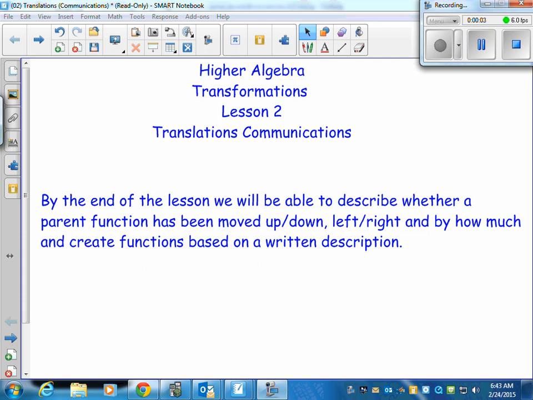Welcome to today's lesson about translations. The goal for this lesson is, by the end of the lesson, to be able to describe whether a parent function has been moved up, down, left, or right, and by how much. And then we'll finish the lesson by creating functions based on a written description.